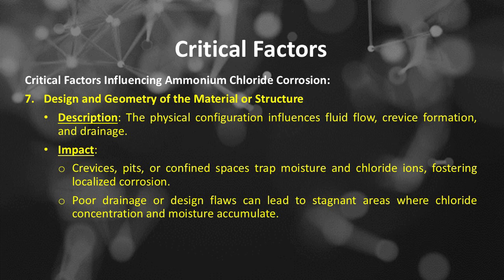Number 7 is design and geometry of the material or structure. Description: the physical configuration influences fluid flow, crevice formation, and drainage. Impact: crevices, pits, or confined spaces trap moisture and chloride ions, fostering localized corrosion. Poor drainage or design flaws can lead to stagnant areas where chloride concentration and moisture accumulate.